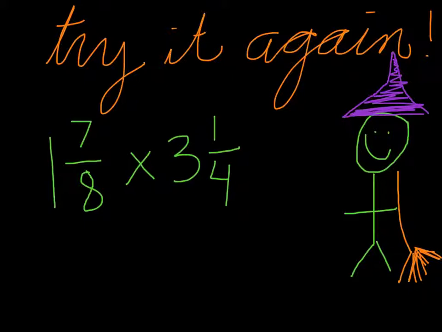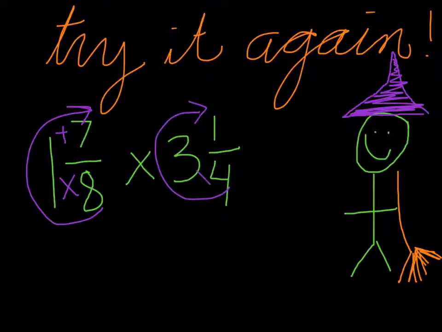Okay, remember, just like the sample one I showed you, it's really important to change these into improper fractions first. Whoops. That should be a plus. So 8 times 1 is 8. 8 plus 7 is 15, so that gives me 15/8 times 4 times 3 is 12, plus 1 is 13/4.